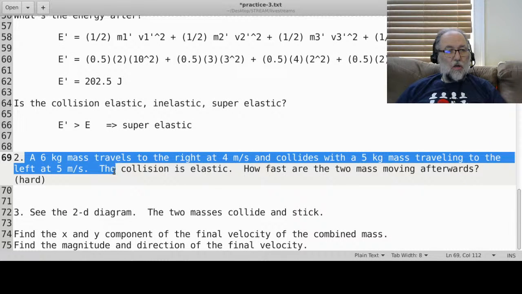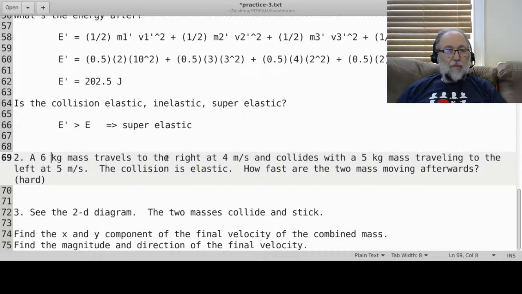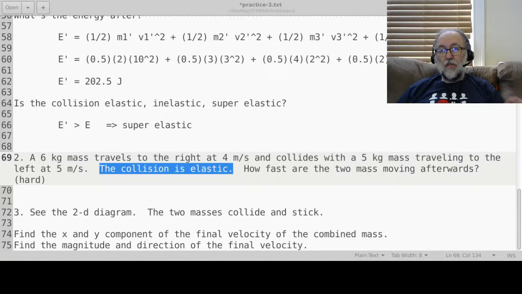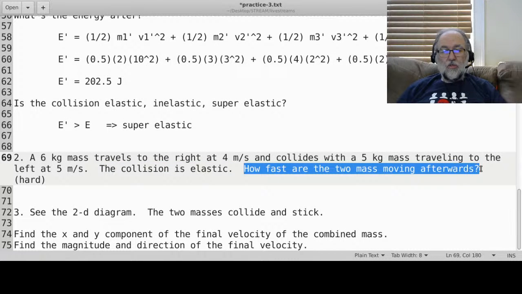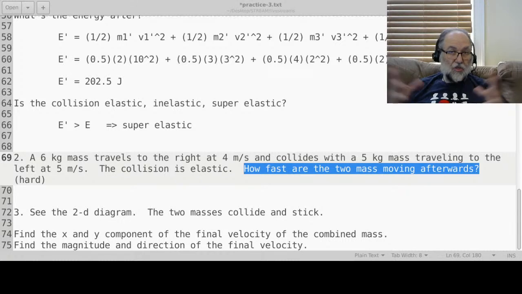So it's the same situation where you have a 6 kilogram mass moving to the right at 4 meters per second, collides with a 5 kilogram mass moving to the left at 5 meters per second. The collision is elastic, so I'm telling you that this collision is elastic. And how fast are the two masses moving afterwards? After the collision, how fast are the two masses moving afterwards?